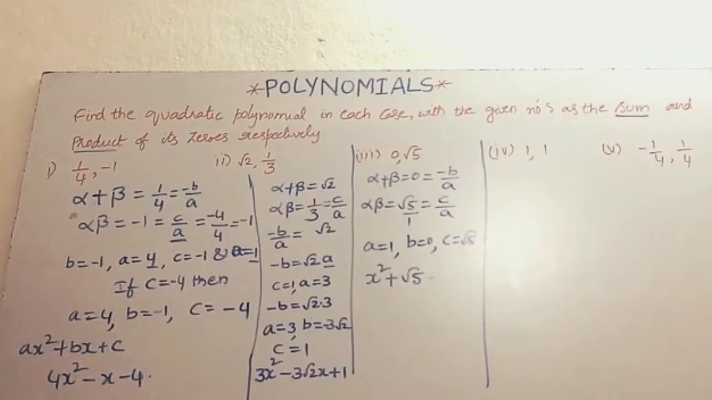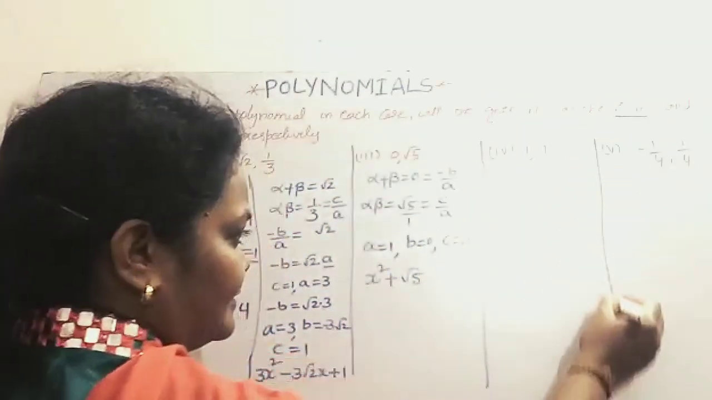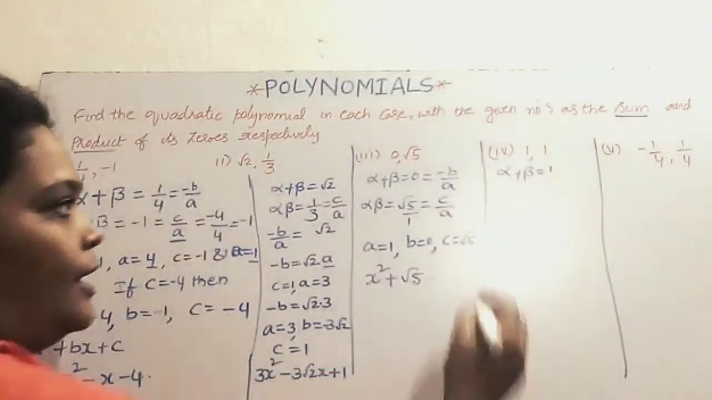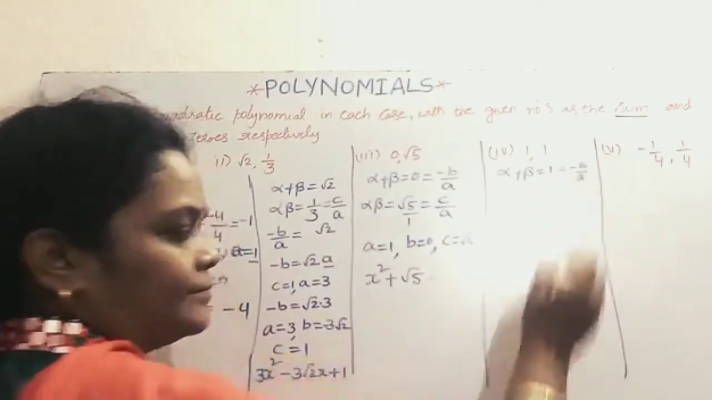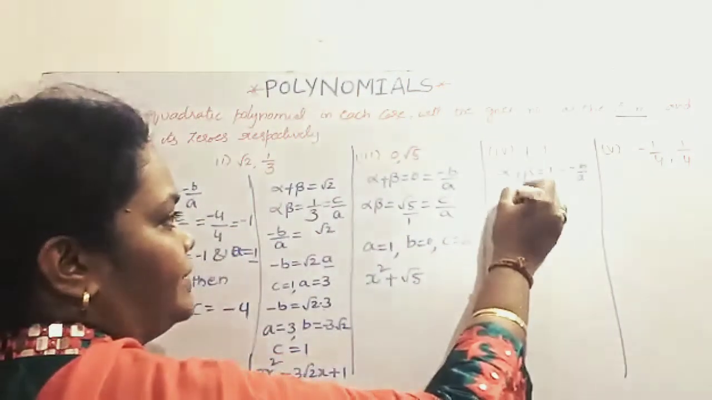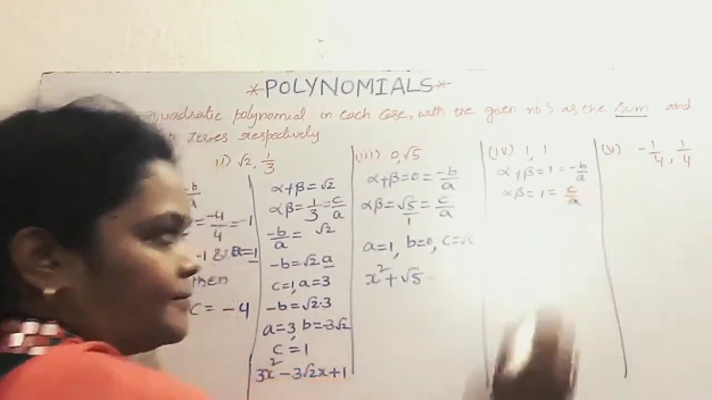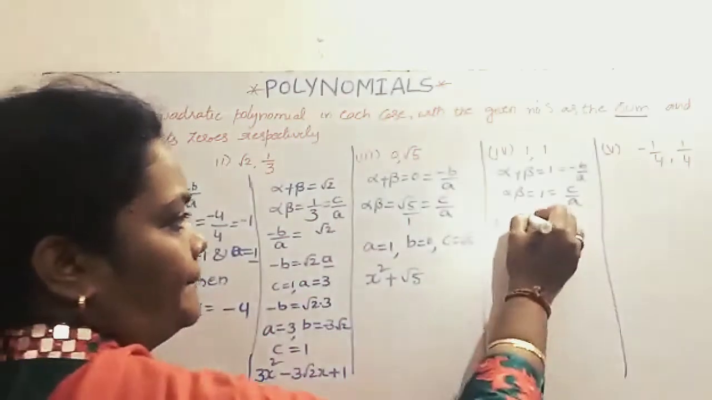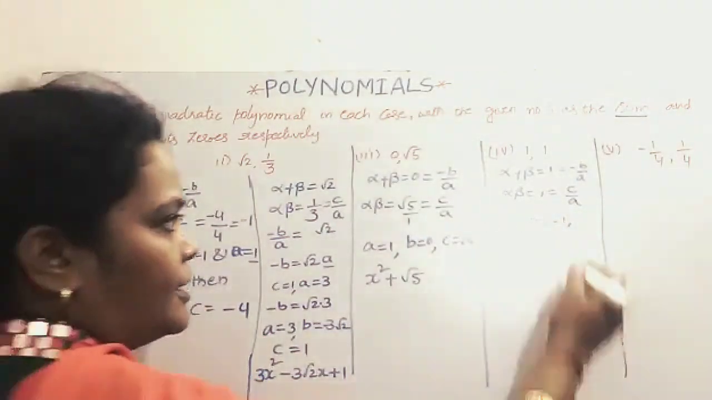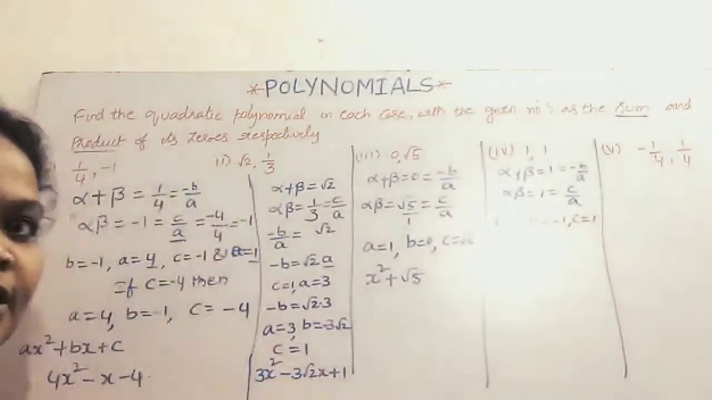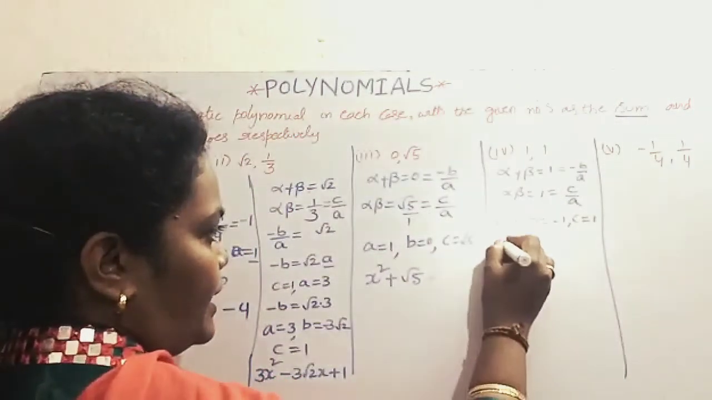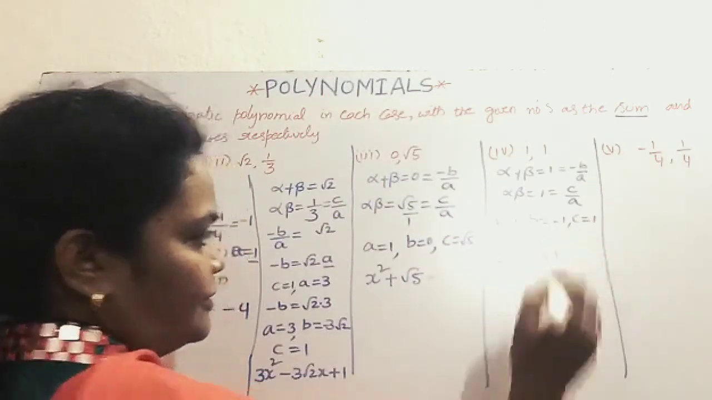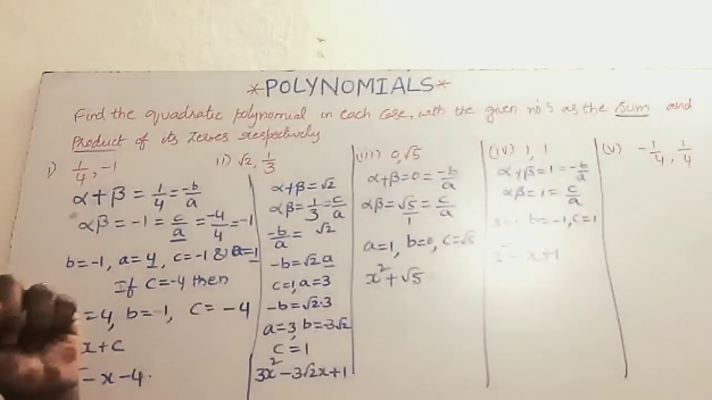And the next one, 1 comma 1. Alpha plus beta is equal to 1. That means minus b by a. And alpha beta is equal to 1. That means c by a. So here a is equal to 1, b equal to minus 1, c equal to also 1. So then what is the equation? X square minus x plus 1.